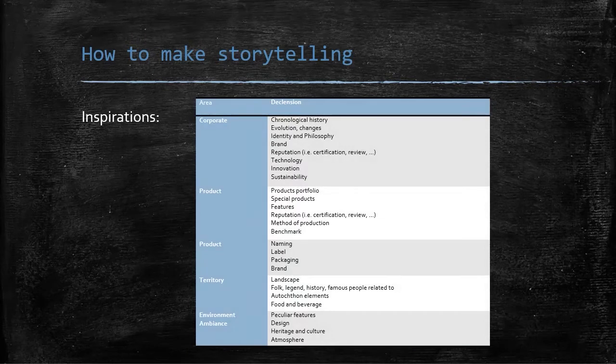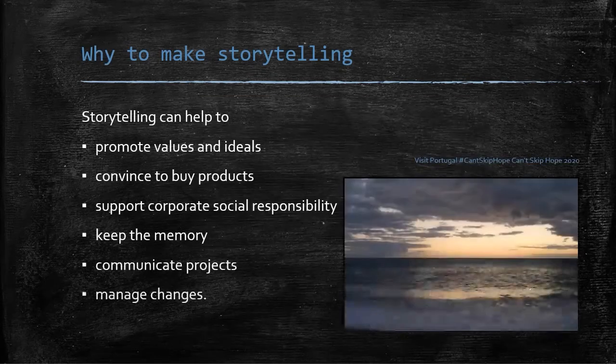Here are some storytelling inspirations: area, declension, corporate, chronological history, evolution, changes, identity and philosophy, brand reputation, like certification, review, technology, innovation, sustainability, products portfolio, special products, features, reputation, like certification, review, method of production, benchmark, product naming, label, packaging, brand, territory, landscape, folk, legend, history, famous people related to, autochthon elements, food and beverage, environment, ambiance, peculiar features, design, heritage and culture, atmosphere.